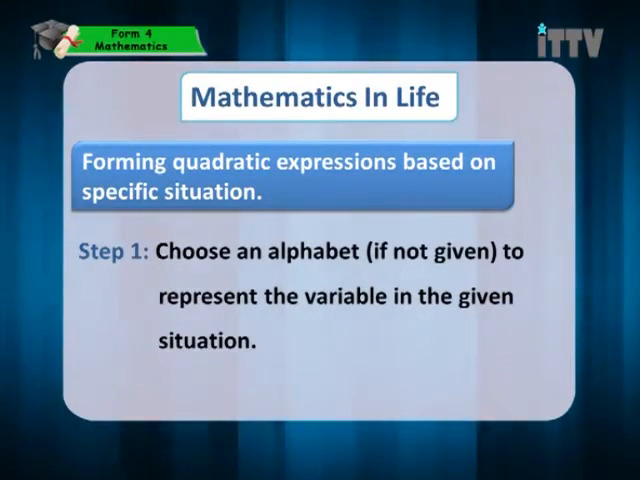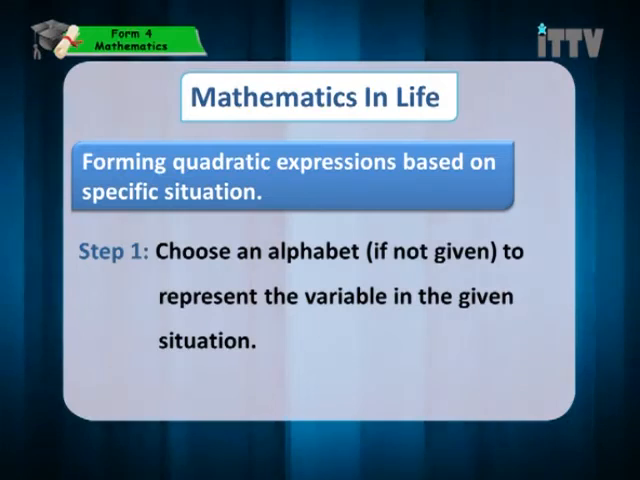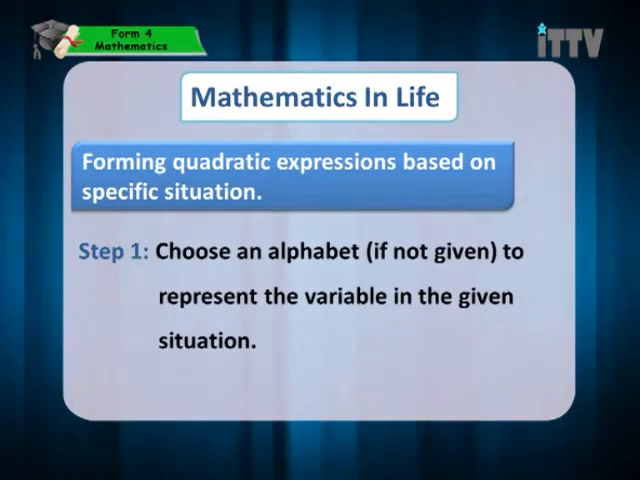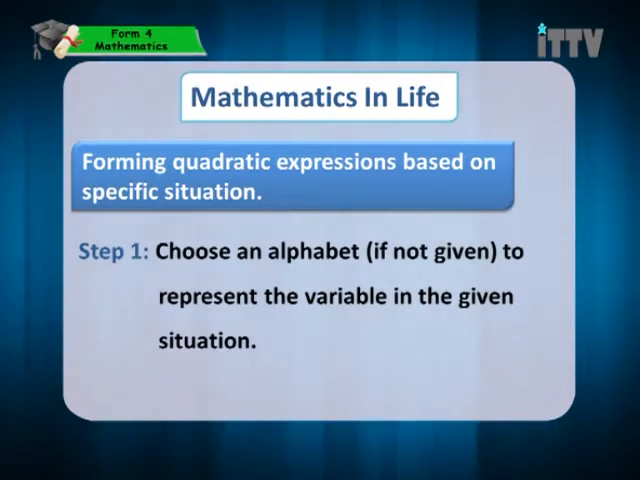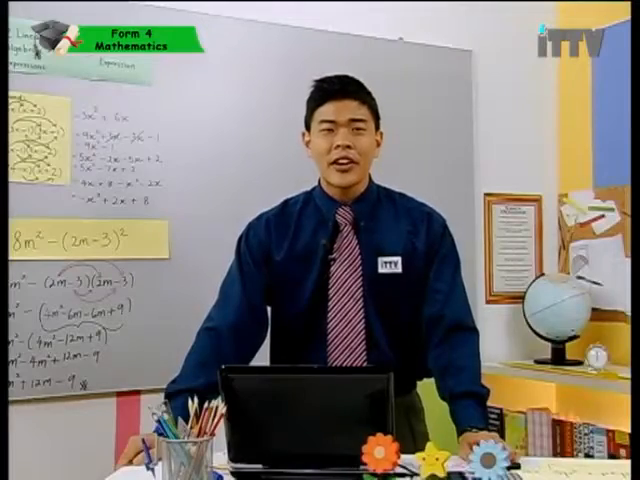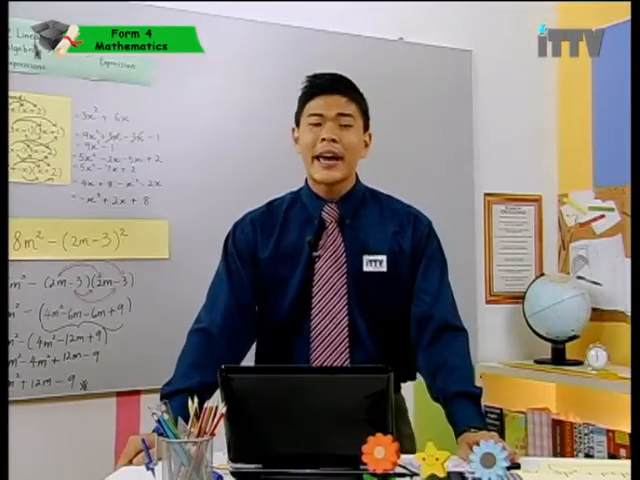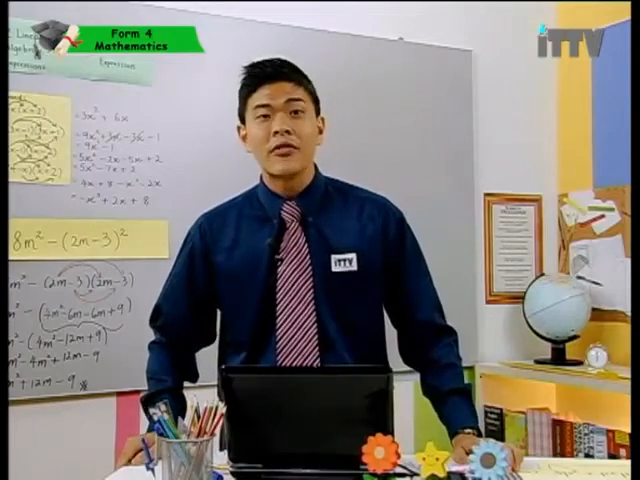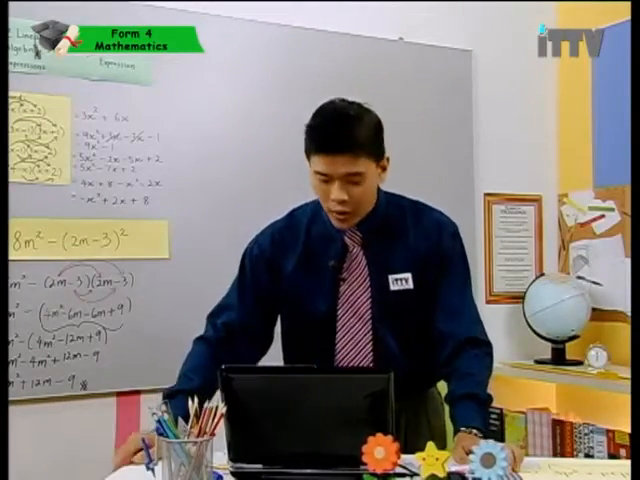Step 1. Choose an alphabet, if not given, to represent the variable in the given situation. What does it mean? It means that if the variable has not been labeled by any alphabet, you decide what alphabet you want to label the variable as, X, Y, Z, anything you want, okay?